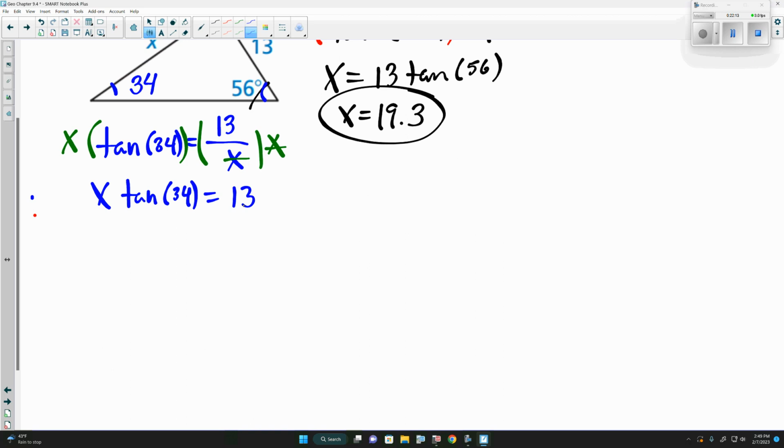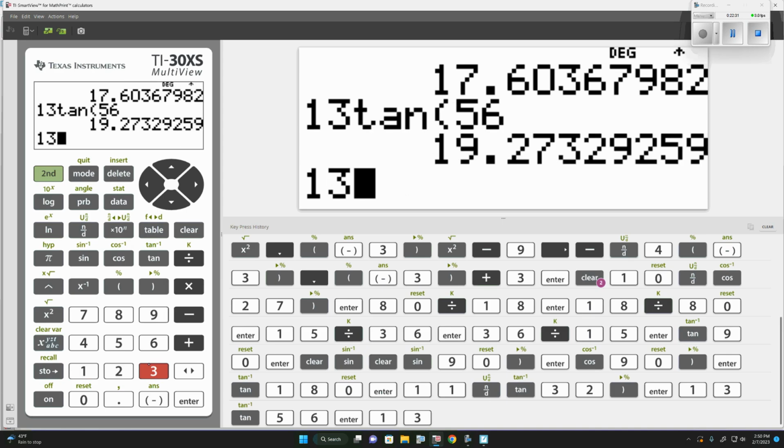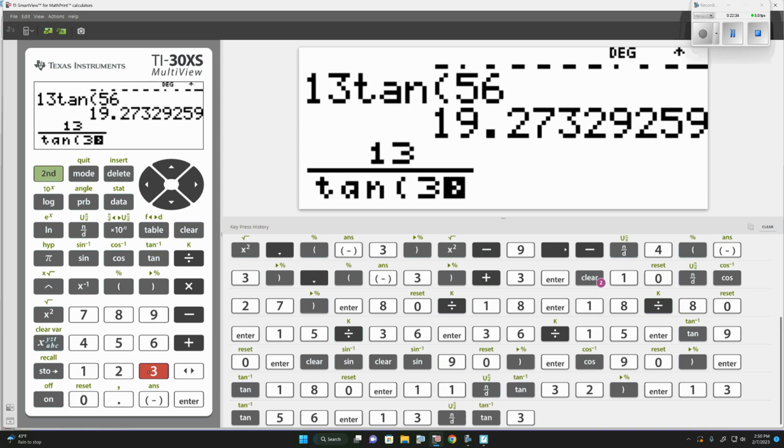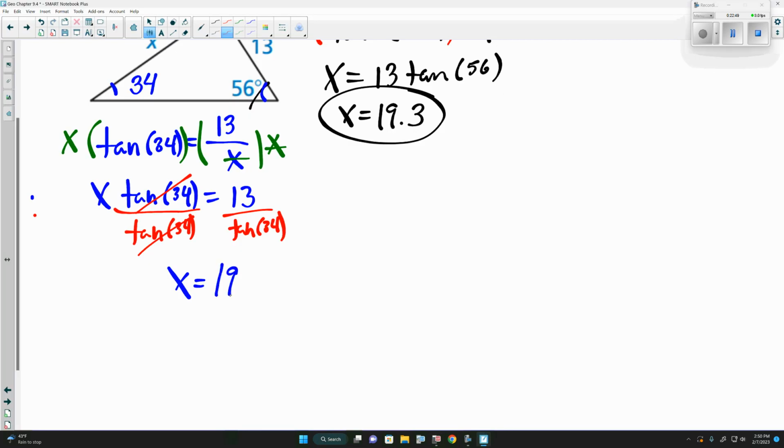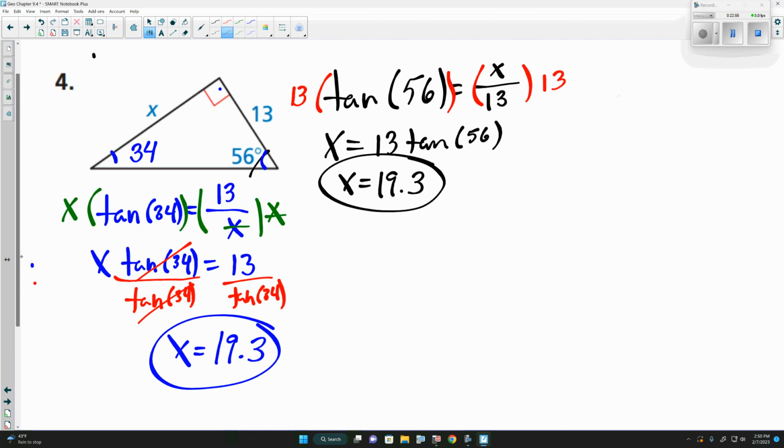We got to divide because x is not by itself. So we'll divide both sides by tangent of 34. These here would cancel. And in the calculator, we can do 13 over tangent of 34 degrees. And what should we expect to get? The exact same thing, yes? Does it make sense how both of these work?